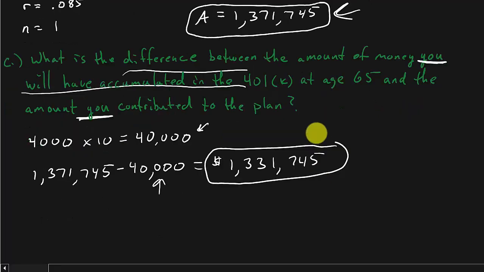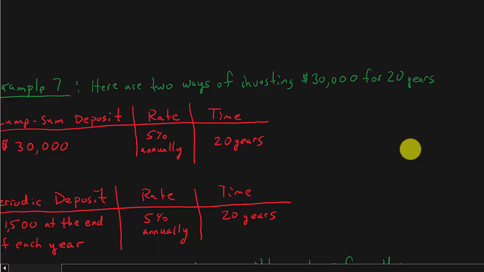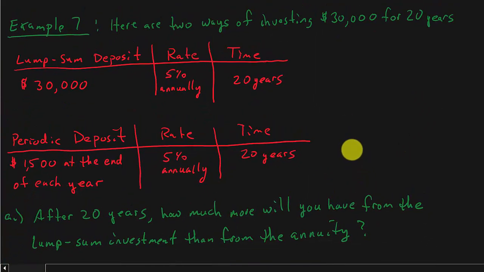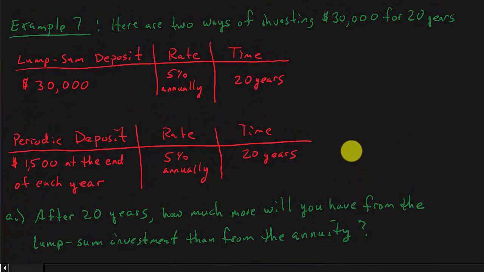Okay. All right. So, last example here. All right. So here are two ways of investing $30,000 for 20 years. We can have a lump sum deposit. Okay. Lump sum deposit.